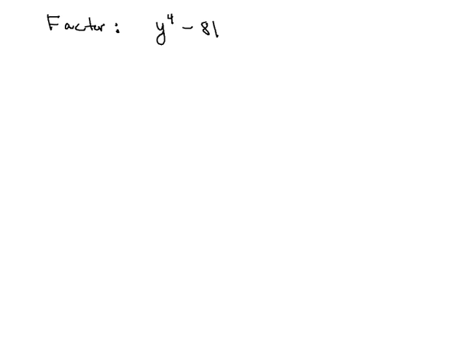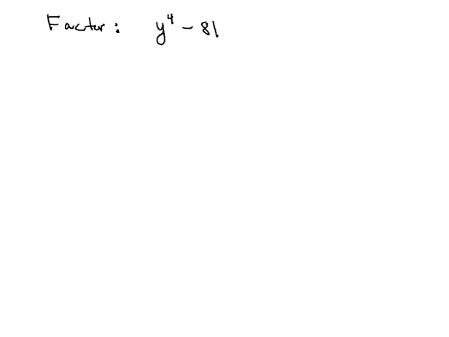Let's now take a look at factoring the binomial y to the fourth minus 81. Now, as with any factoring problem, we first want to check to see if there's a common factor other than 1 that we can pull out of both terms. In this case, I think you'll agree with me that there is not a common factor other than 1 in y to the fourth and 81.